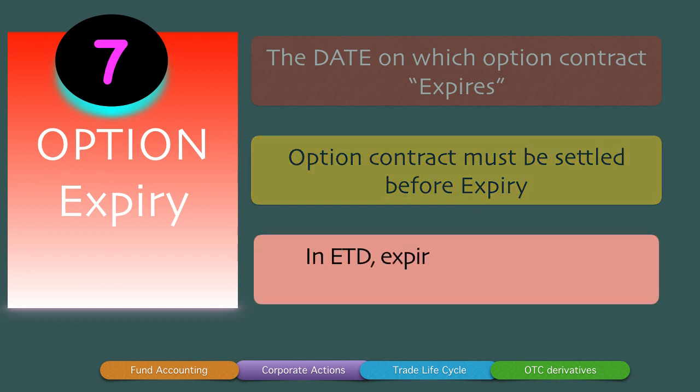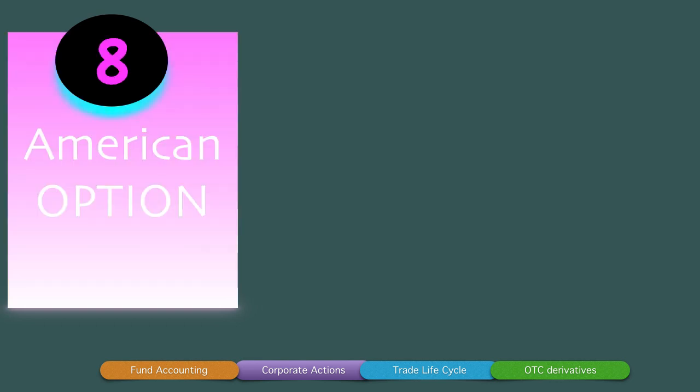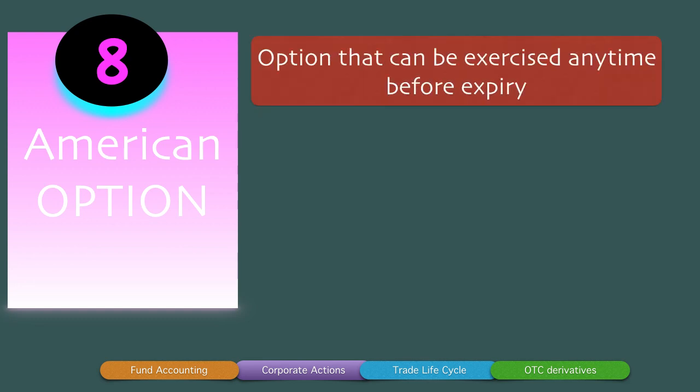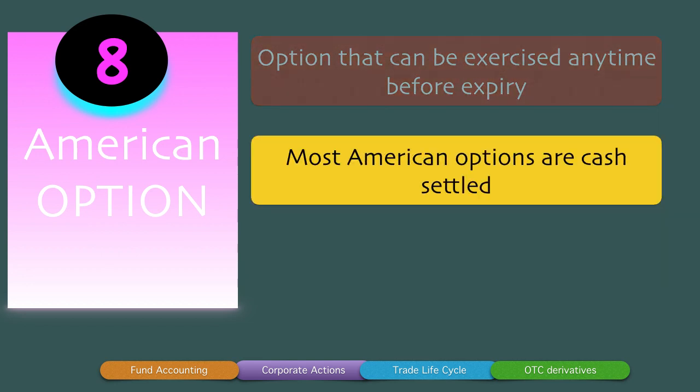So in options, there is mandatory settlement of all trades that take place. In exchange traded derivatives, ETD, also called listed derivatives, expiry is determined by the exchange on which it is traded. The eighth term: on the basis of the option expiry date, we have three types of options. American option is the first one, which can be exercised any time before expiry. So you can trade today, pick up a December 2023 option, and it can be exercised any time before expiry. Most American options are cash settled. Cash settled means only the profits and losses are exchanged between the traders.